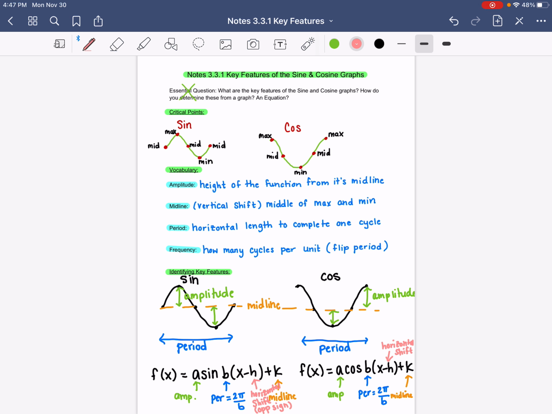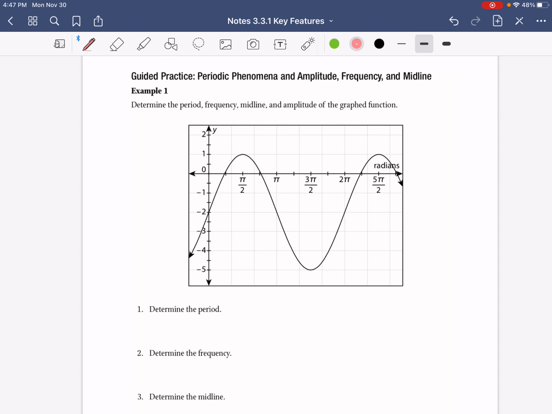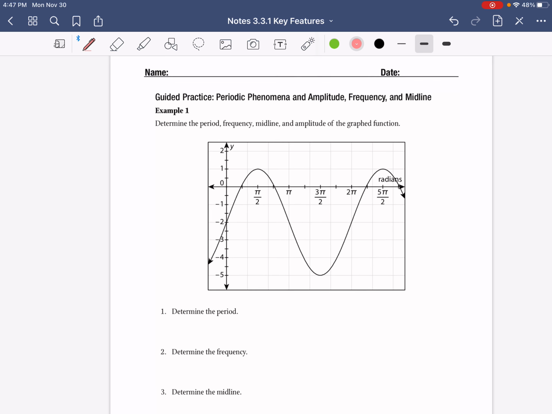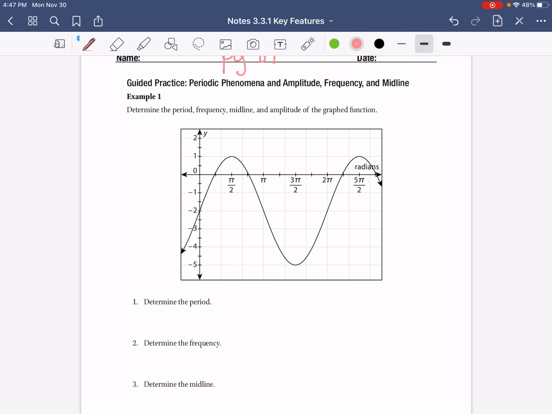Now we're going to go do some examples so you guys can see it. You already saw a little bit yesterday, so hopefully this should look a little bit familiar. This is in our workbook from page 87. We're still in Unit 3, page 87. Your problems and your examples all ask for you to find the period, frequency, midline, and amplitude. Most of your homework problems just ask for those 4 things.